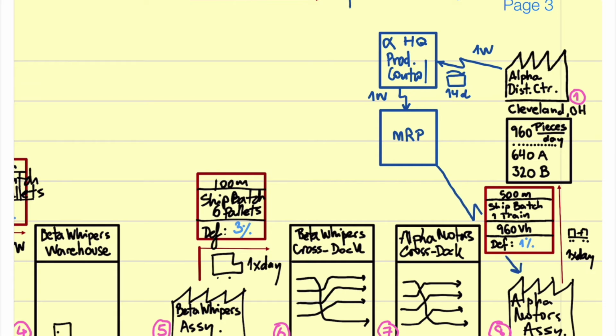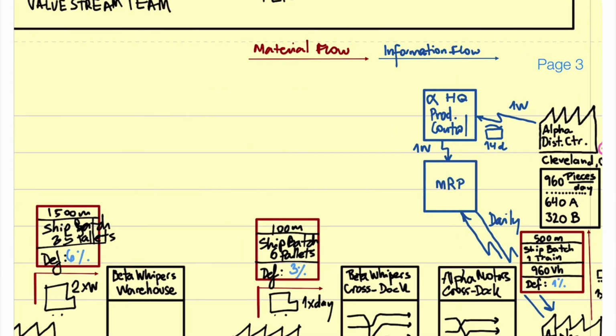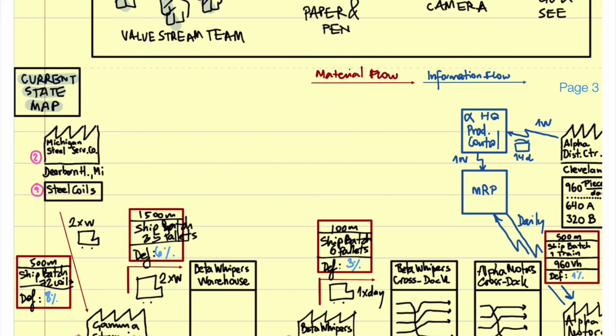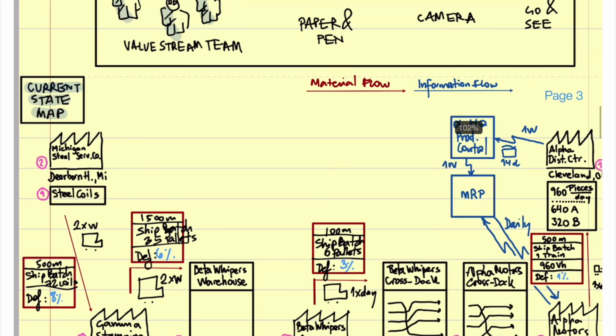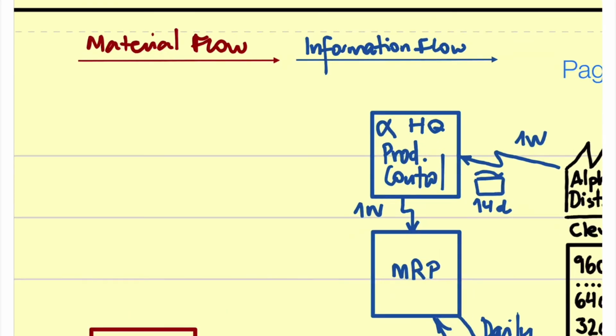Okay, on a daily basis the assembly sends back whatever they have produced in the system. This happens automatically, of course. It's a sort of e-Kanban or something like that. Okay, so this HR is in Michigan, as you can see.